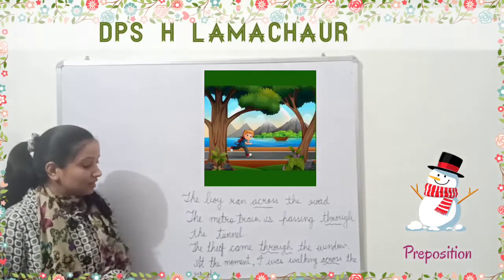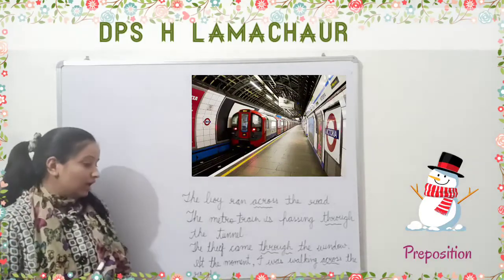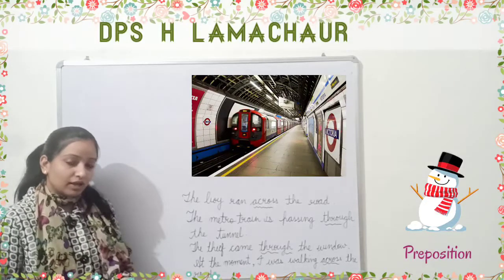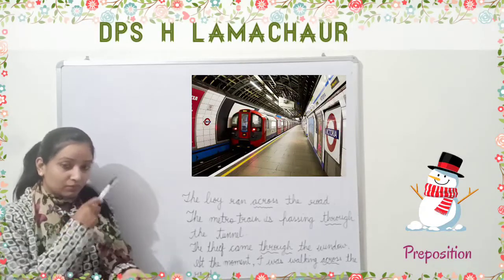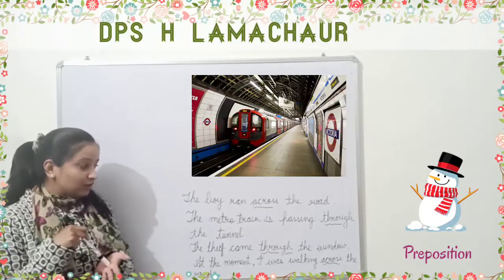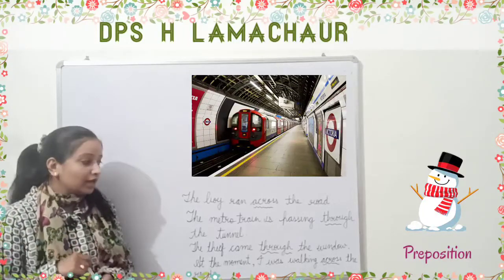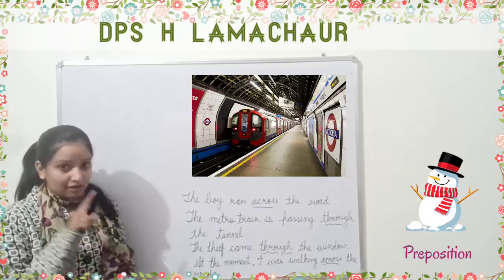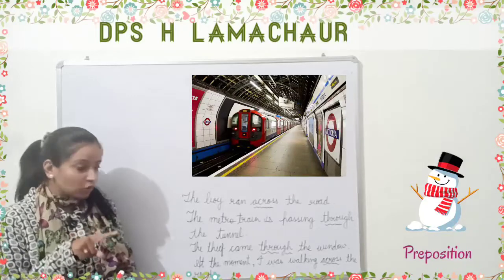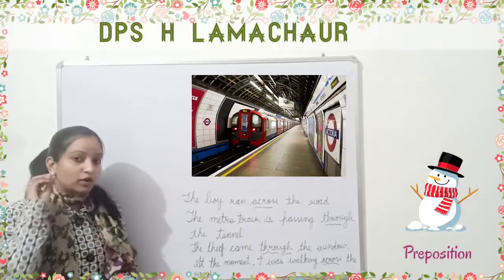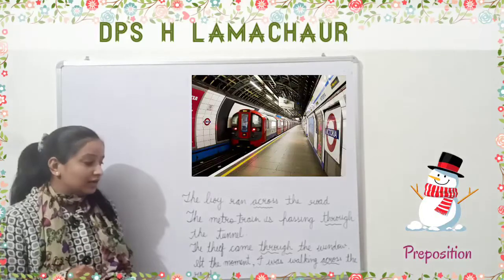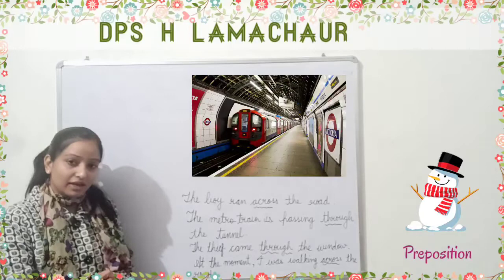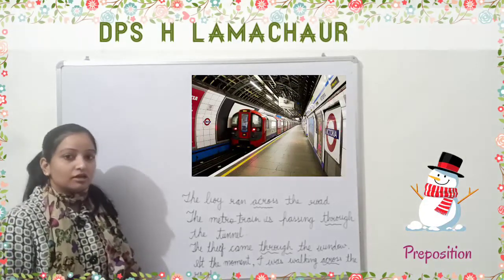As you can see in the next sentence, the metro train is passing through the tunnel. From this side of the tunnel, the metro train is passing to the other side, and it is passing through the tunnel. The tunnel is enclosed, closed. So the metro train is going within the tunnel, enclosed by the tunnel, and then only it is going from one side to the other side. In such a case we use through.